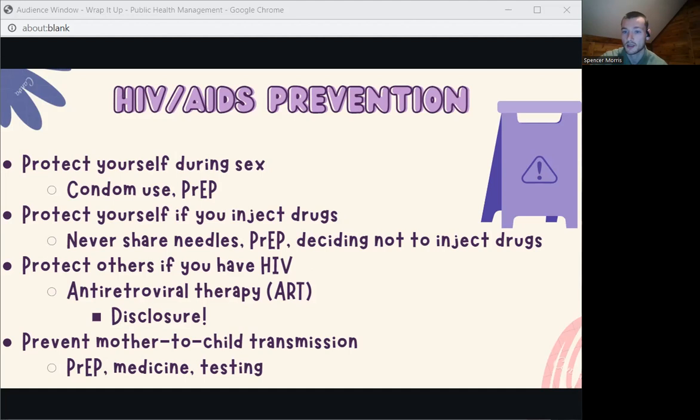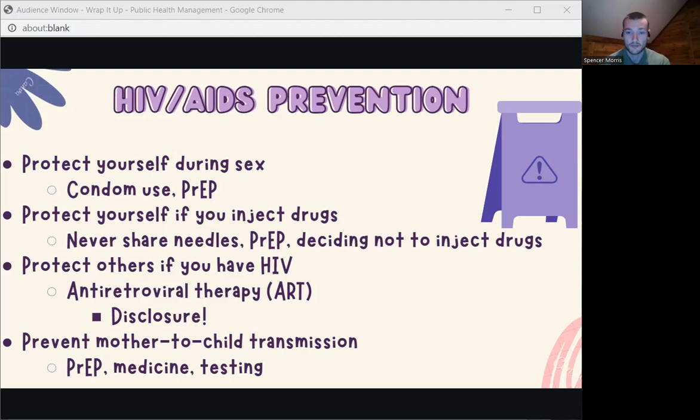In addition, it is important to protect others if you do have HIV. There is HIV medicine available. It is called antiretroviral therapy, or ART for short. It's important to know that taking ART does not prevent the transmission of other sexually transmitted diseases. In relation to that, as we discussed previously, if you do have HIV or any other sexually transmitted disease, it is important to share this information with your partner or partners.